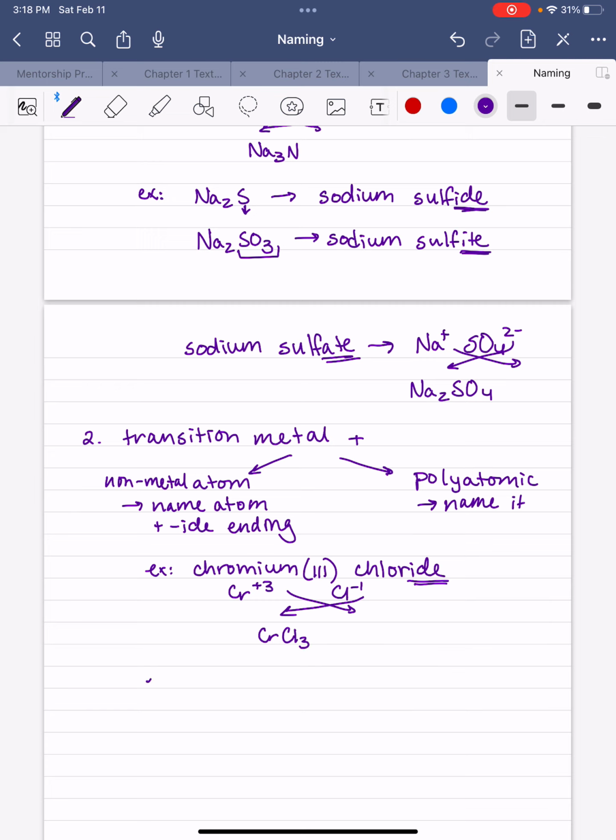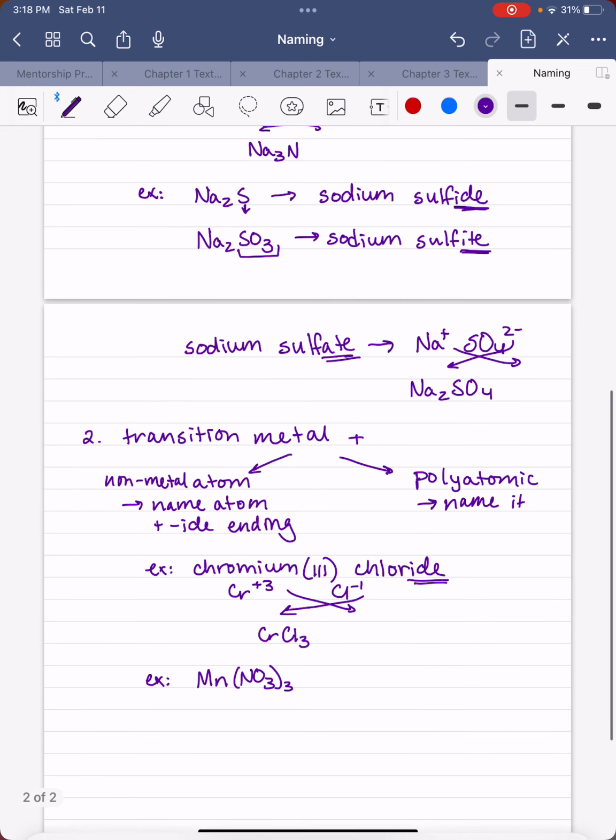What if I want to go the other way? So if I want to go from a formula to a name, so let's say I have Mn(NO3)3. So NO3 is nitrate. I know that manganese is a transition metal, so I'm going to have to figure out what charge it has based on what it's paired with. Since nitrate is a -1 ion, but there are 3 of them, that gives -3 from it overall. So that means that manganese has to give me +3 so that I have a neutral compound. So I know the name of this is going to be manganese(III) nitrate.